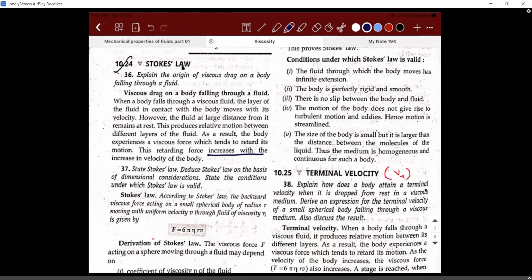As the object moves downwards, the layer in contact with the liquid moves with the same velocity, whereas the layers at a farther distance are at rest, due to which the object experiences a viscous force. This viscous force will increase with the velocity of the object. As the object moves down, its velocity increases because it is accelerating downward, hence the viscous force will also increase.